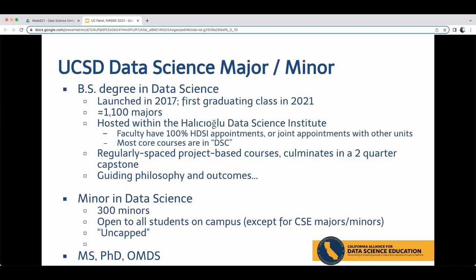What that means for students is they may be taught by someone from the Data Science Institute with a full appointment in HDSI, or they may be taught by a statistician or a computer scientist in another department. However, most of our core courses are built from scratch and are labeled data science. We built the curriculum mostly from the ground up. And a couple of highlights that I'll point out for our program in particular, we have routine project-based courses. So one in the first year, one at the end of the second year, and then it culminates in a senior capstone, a two-quarter capstone at the end.